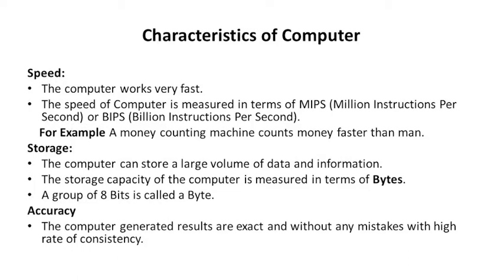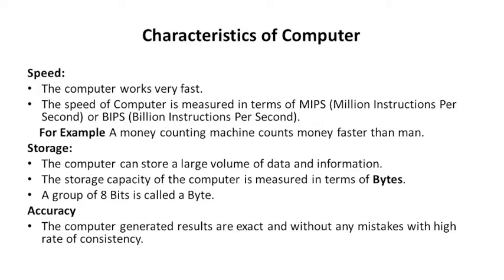The speed. The computer works very fast. The speed of the computer is measured in terms of MIPS, million instructions per second, or it is also measured in terms of BIPS, billion instructions per second. For example, a money counting machine counts money faster than a man. That is the speed of the computer, one of the characteristics of a computer.